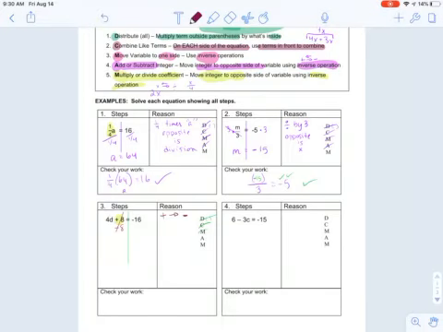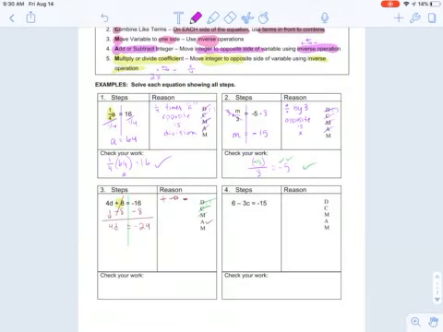8 minus 8 is 0. That cancels out. And I subtract 8 on the right side. I have to do it to both sides of the equation to keep everything balanced. I'm going to carry down. On the left, I have 4d equals negative 16 minus 8 is negative 24. We did our add subtract.